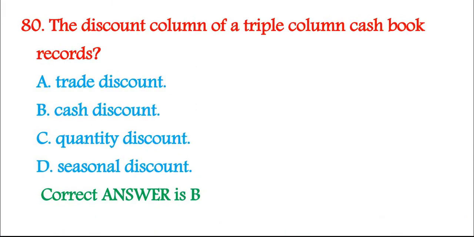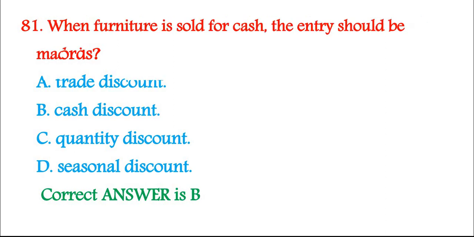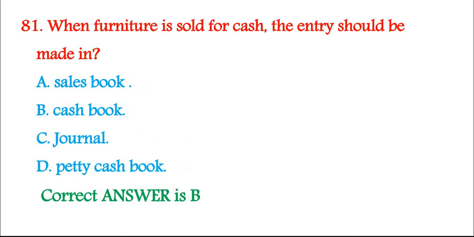80. The discount column of a triple column cash book records A. Trade discount, B. Cash discount, C. Quantity discount, D. Seasonal discount. Correct answer is B. 81. When furniture is sold for cash, the entry should be made in A. Sales book, B. Cash book, C. Journal, D. Petty cash book. Correct answer is B.